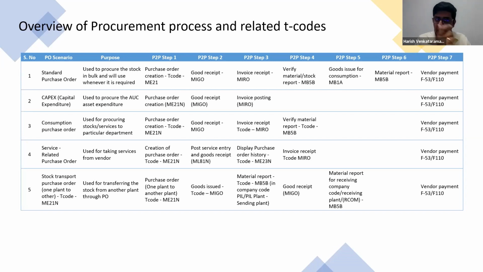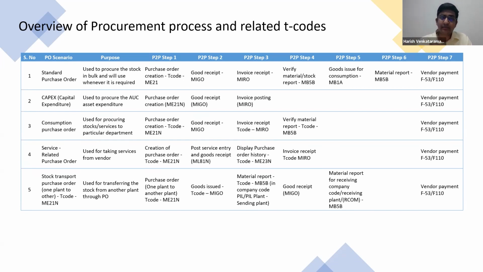Now, I just want to pass on one message here on the usage of ME21. For any transaction code that comes with 21, even for purchase requisition transactions, ME21 is a transaction that we normally use to create any document, in this case, a purchase order document.